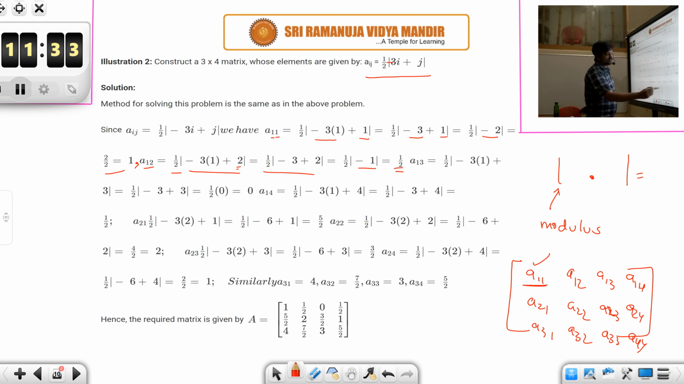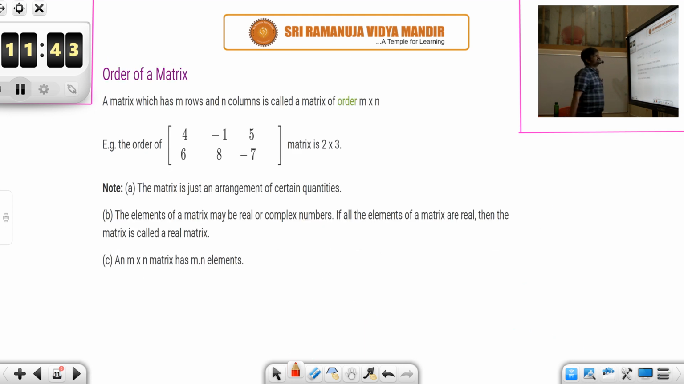So in this way, if you calculate all the numbers, you will get this as your final matrix. Please do it yourself and verify it. We have discussed this in our previous class as well. So let me move to the next.